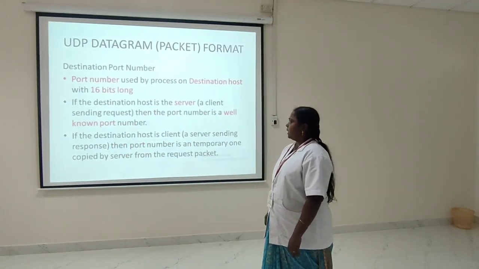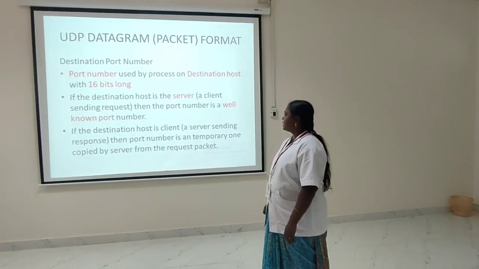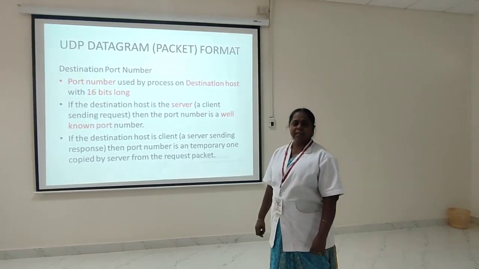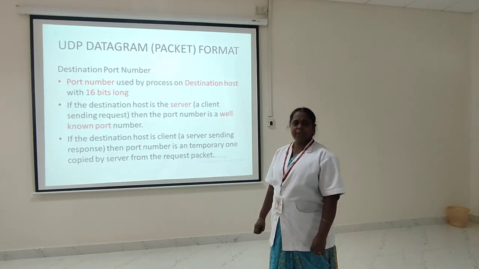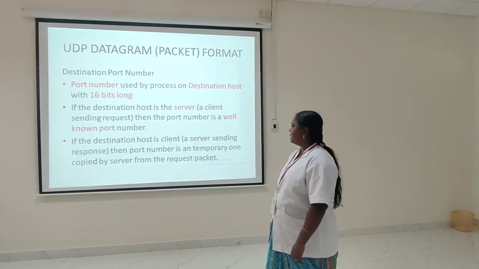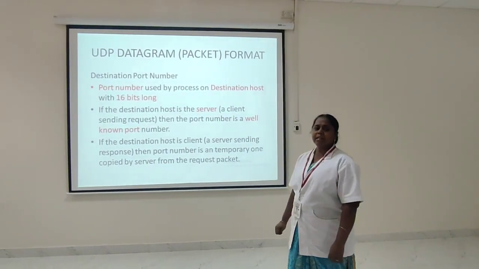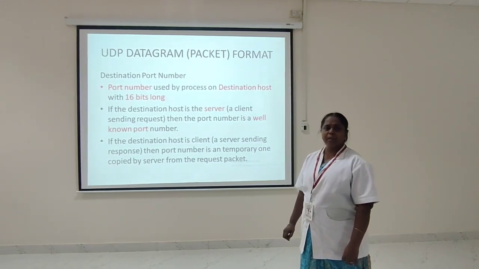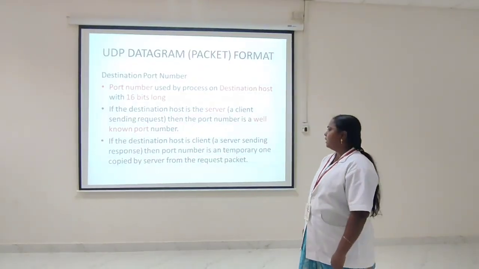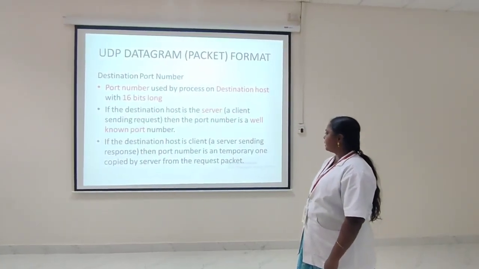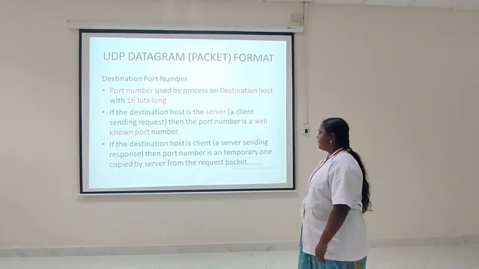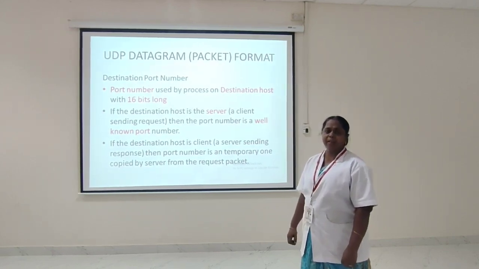Next, the destination port number is used by the process and destination host, and it is 16 bits long. As I said, the port number is specified as 16 bits. Source port number and destination port number size is 16 bits only. If the destination host is a server and the client is sending a request, then the port number is a well-known port number. It is vice versa for the client: the client's port number is a temporary port number, and the server uses a well-known port number. If the destination host is a client, and the server is sending a response, then the port number is a temporary one copied by the server from the request packet.